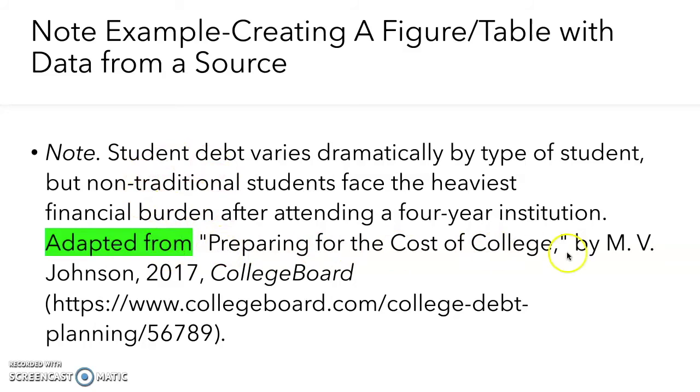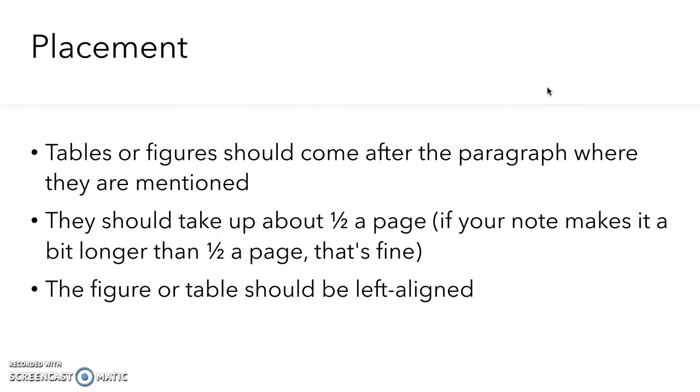And then again, I've started with the title, include the author, year, name of the website, because this is from a different source, and then I include my URL. When it comes to placing your figure or table, it should come after the paragraph where it's mentioned. So if you mention in paragraph 4 about table 1, then table 1 needs to come after the end of paragraph 4. It should take up about half a page or less.